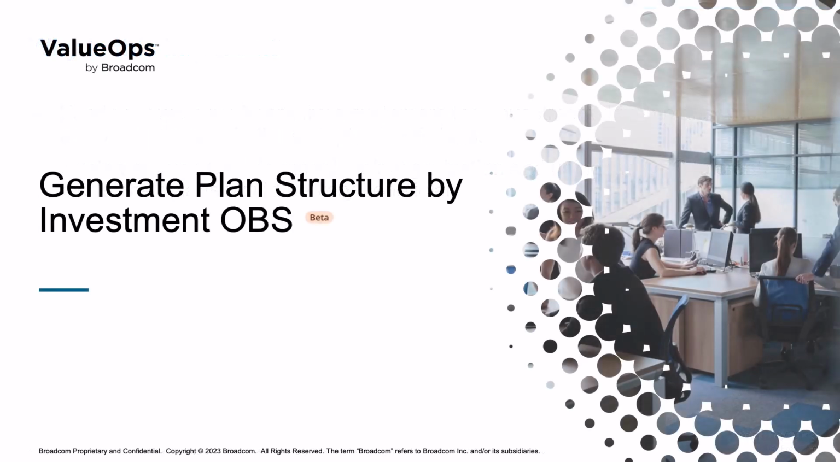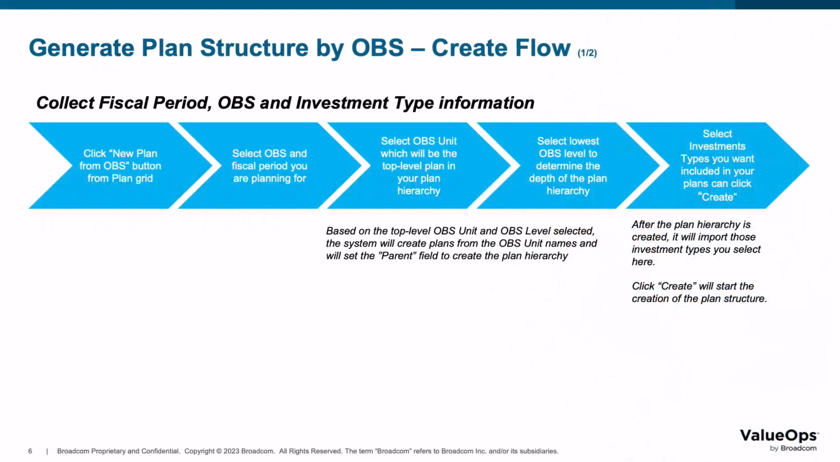So let me discuss the new enhancement we have for generating a plan structure by investment OBS. These next two slides cover the create flow on how to generate a plan structure by OBS. So first we need to collect the proper information for fiscal period, OBS, and investment type. So the flow is that right now we have a button called New Plan from OBS on the plan grid, and when you click it, you'll get a modal to select the OBS and then the fiscal period you're planning for.